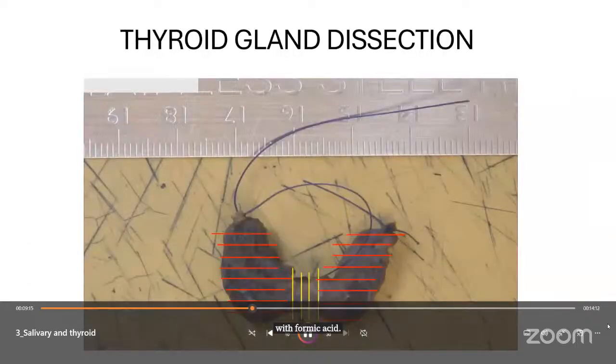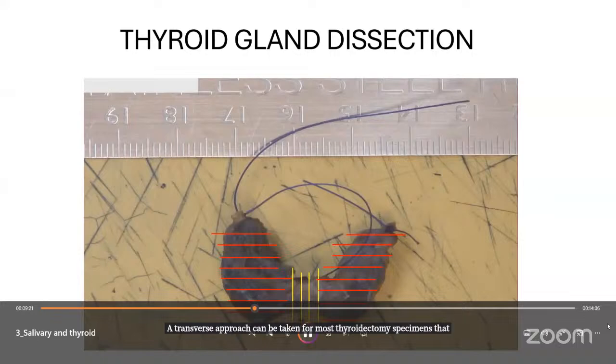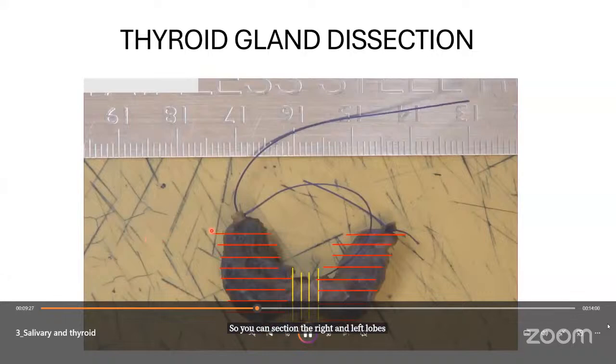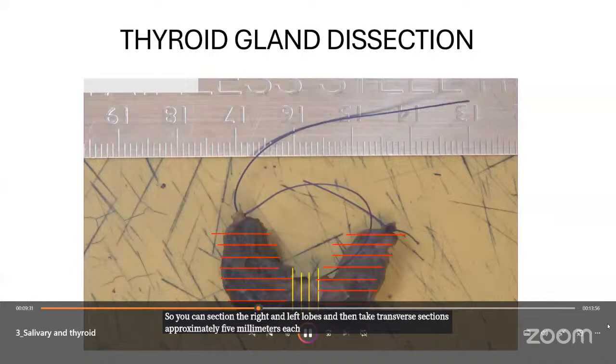A transverse approach can be taken for most thyroidectomy specimens that are non-malignant. So you can section the right and left lobes and then take transverse sections, approximately 5 millimeters each. And then if you've got an appreciable isthmus, you can take sagittal sections through the isthmus as well.